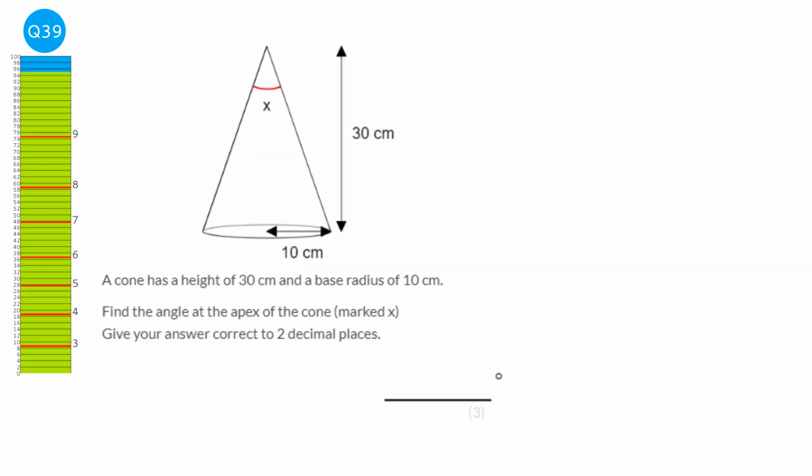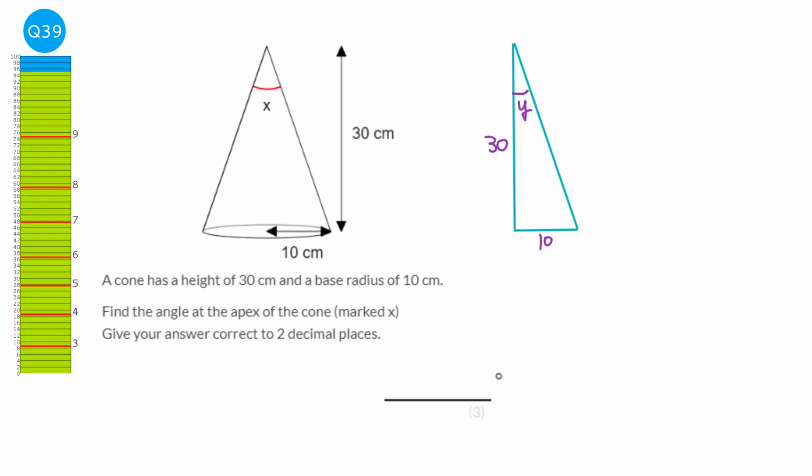So the first thing we need to realise is that we can create a right angle triangle from within this cone. So if I draw a line from the top going downwards, a line to the right and a line up, and we can label the sides. So we've got 30 here and we've got 10 at the bottom here, and we're looking for this angle here, which we're going to call y. And if I just highlight all of this and move it across, then we're obviously going to be using trigonometry to find out what y is.